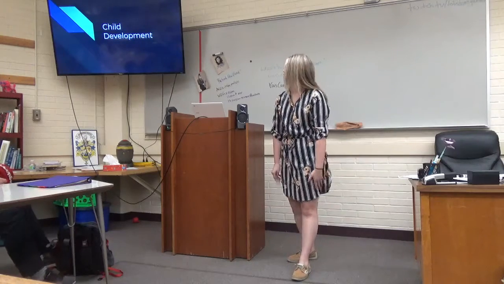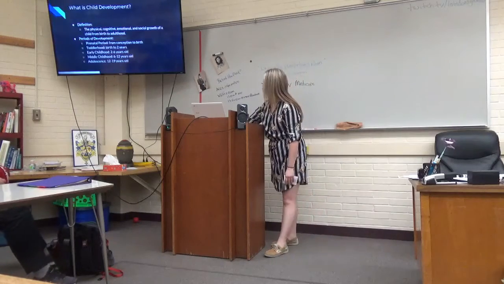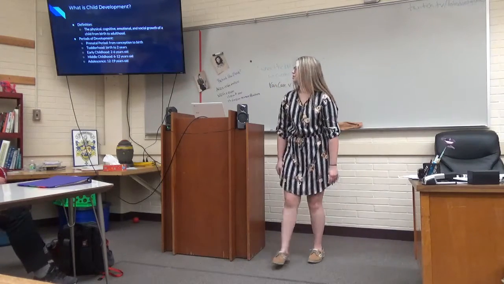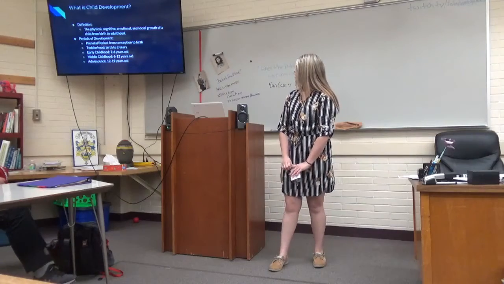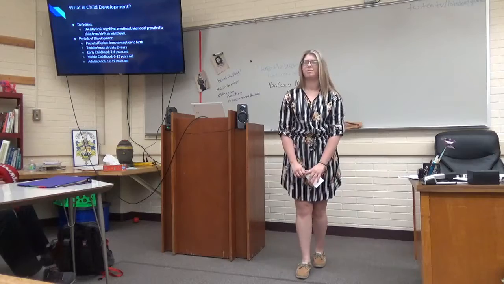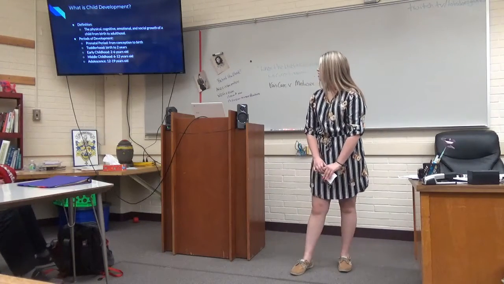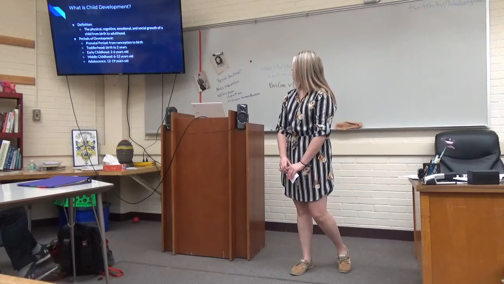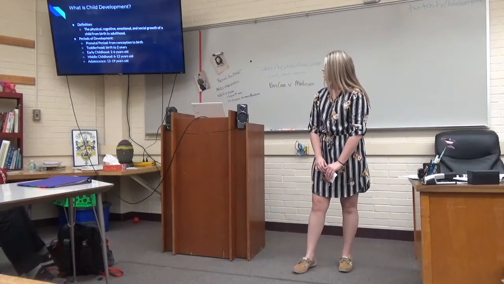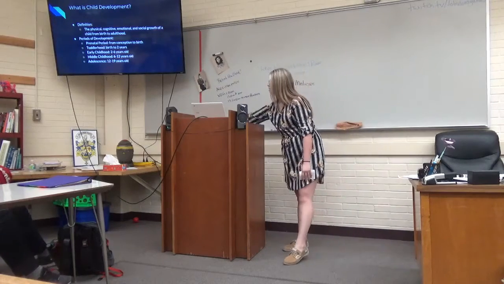Let's begin by giving you a brief explanation on child development. According to Credo Reference, the physical, cognitive, emotional, and social growth of a child from birth to adulthood is child development. The periods of development are prenatal period, toddlerhood, early childhood, middle childhood, and adolescence, and those just range from conception to when you're 19 years old.